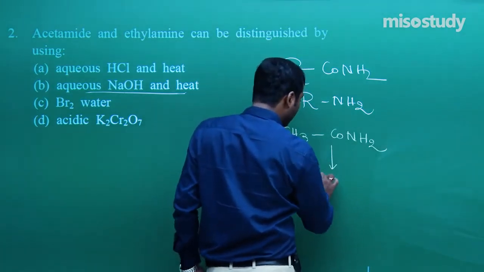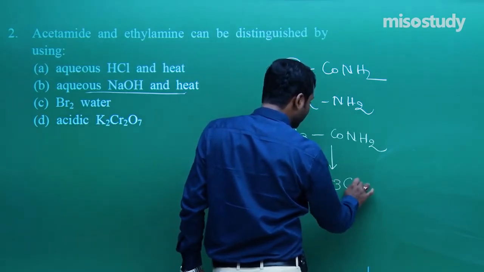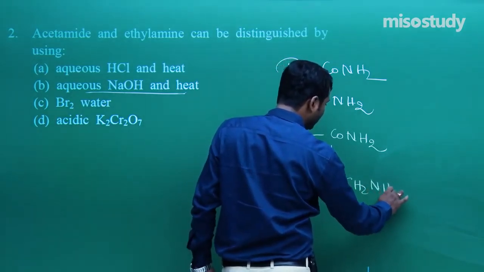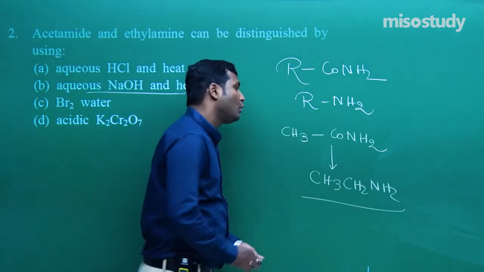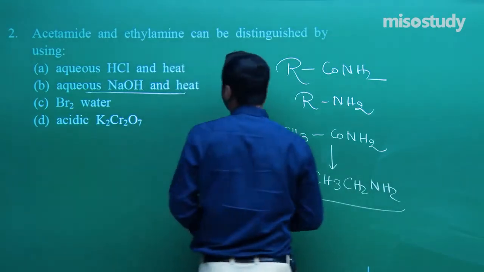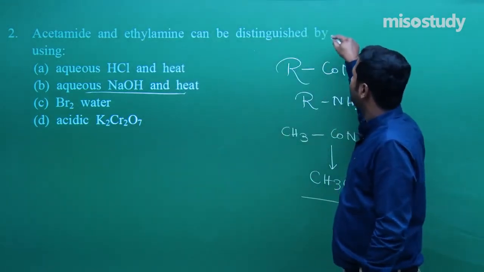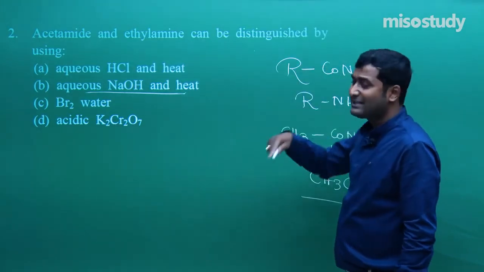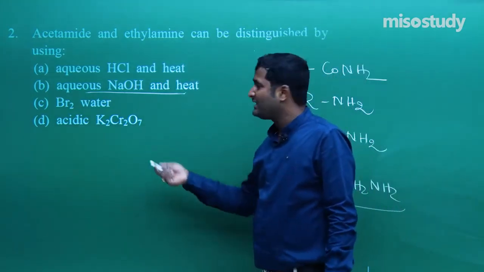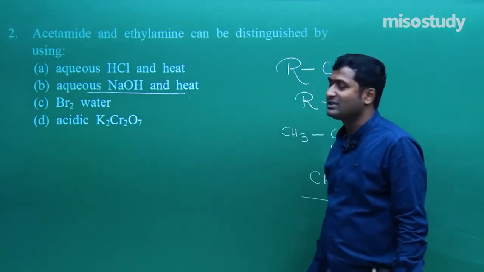CH3CONH2 can be converted to CH3CH2NH2. Clear to you? It is very simple to distinguish acetamide and ethylamine: aqueous NaOH and heat.